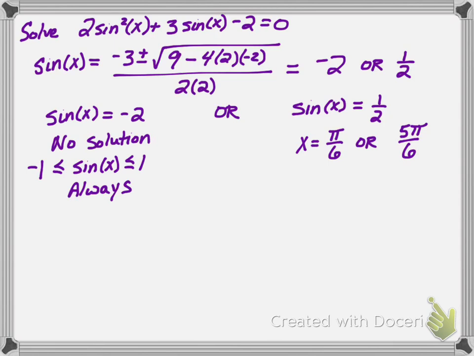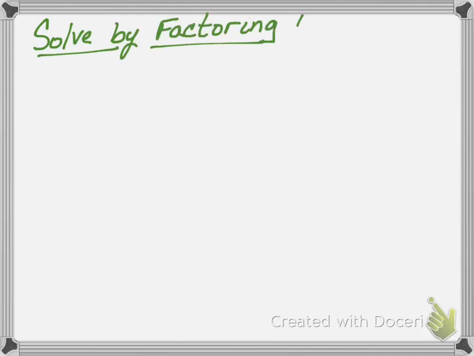And so then we have x equals pi over 6 or 5 pi over 6. Another way that we can solve trig equations is by factoring, or as I like to say it, unmultiplying, rewriting our expression as a product.